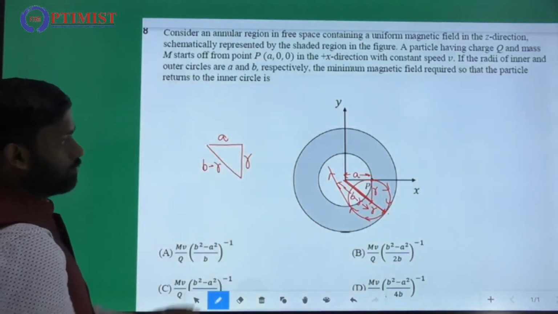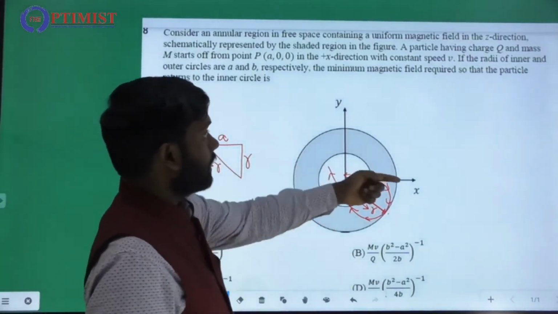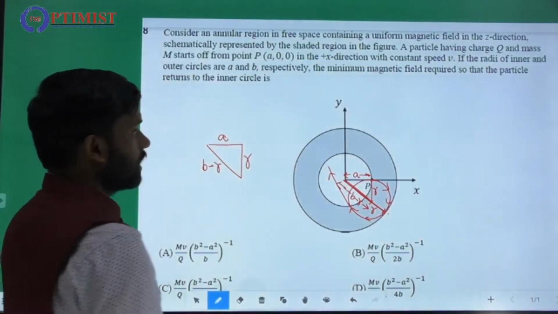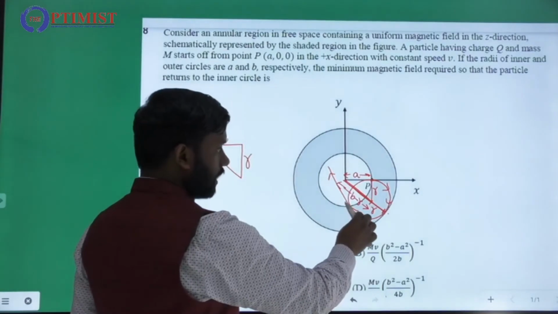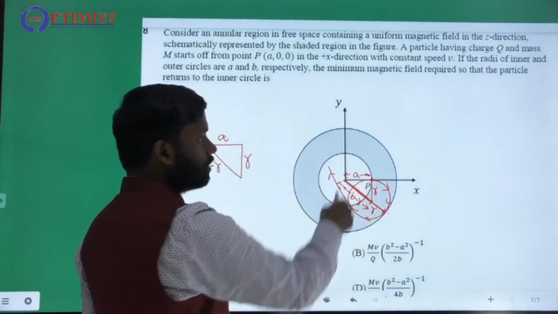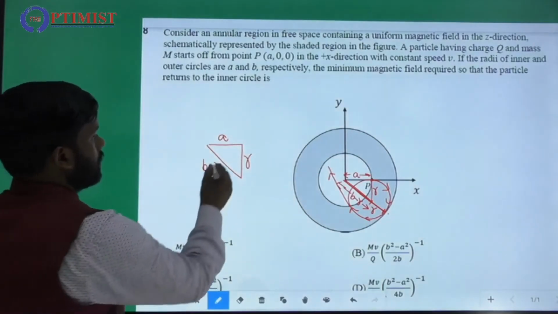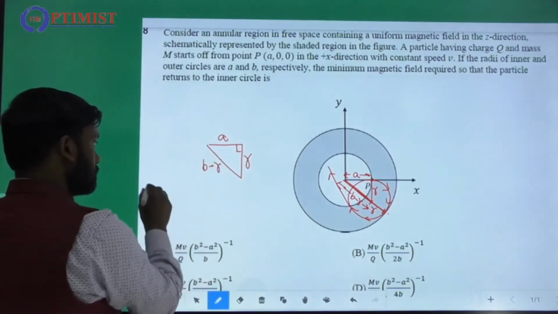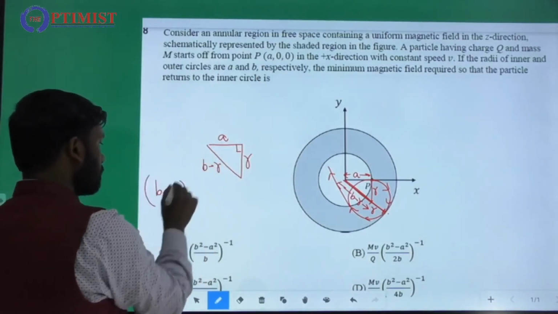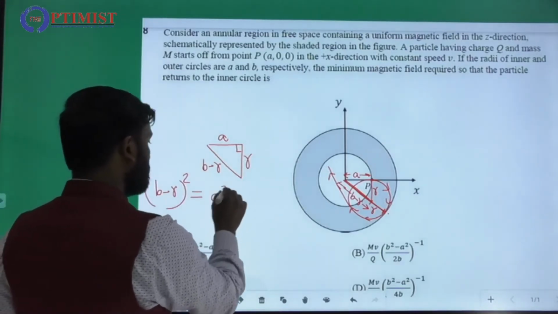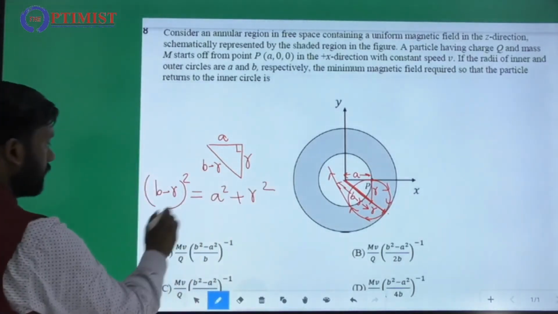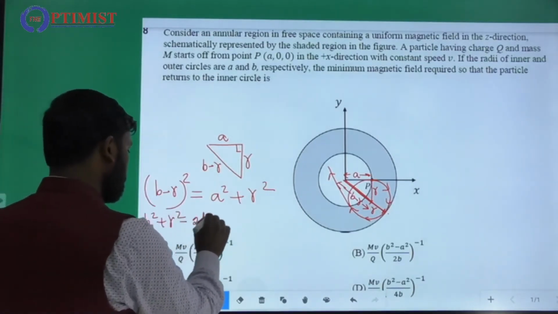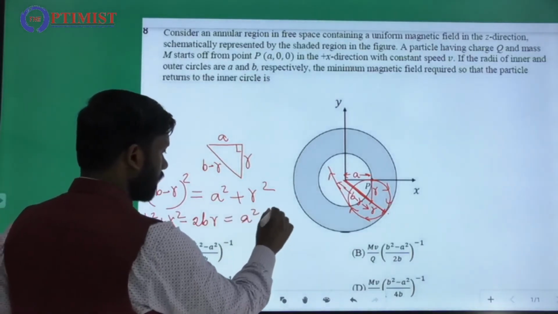Main concept here is that velocity is perpendicular to magnetic field, magnetic field is uniform, therefore particle will turn in circular path. From here to here, path will be circular arc, and after this particle will go straight, because there is no magnetic field in this region. Here this is a right angle triangle, so let us use Pythagoras formula. B minus r whole square should be equal to a square plus r square. If we open it, we get b square plus r square minus 2br, that is equal to a square plus r square.